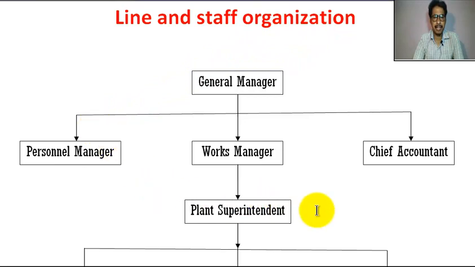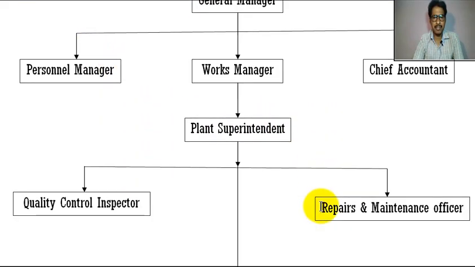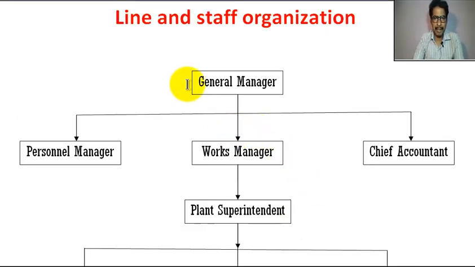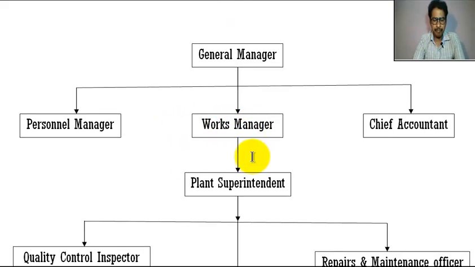This is the structure of a line and staff organization. At the topmost position, general manager. Under the general manager, 3 departmental heads: personnel manager, works manager, chief accountant. Under works manager, plant superintendent.